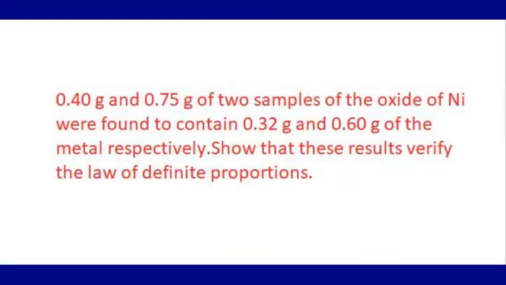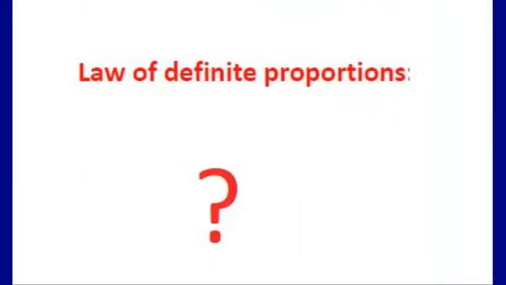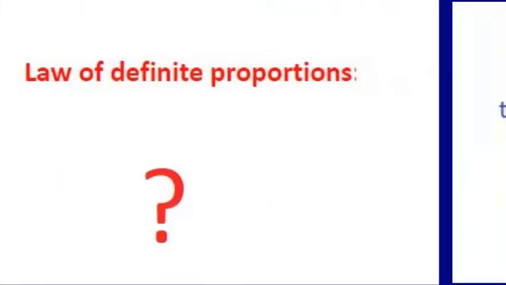The question is: 0.40 gram and 0.75 gram of two samples of the oxide of nickel were found to contain 0.32 gram and 0.60 gram of the metal respectively. Show that these results verify the law of definite proportions. So what is the law of definite proportions?